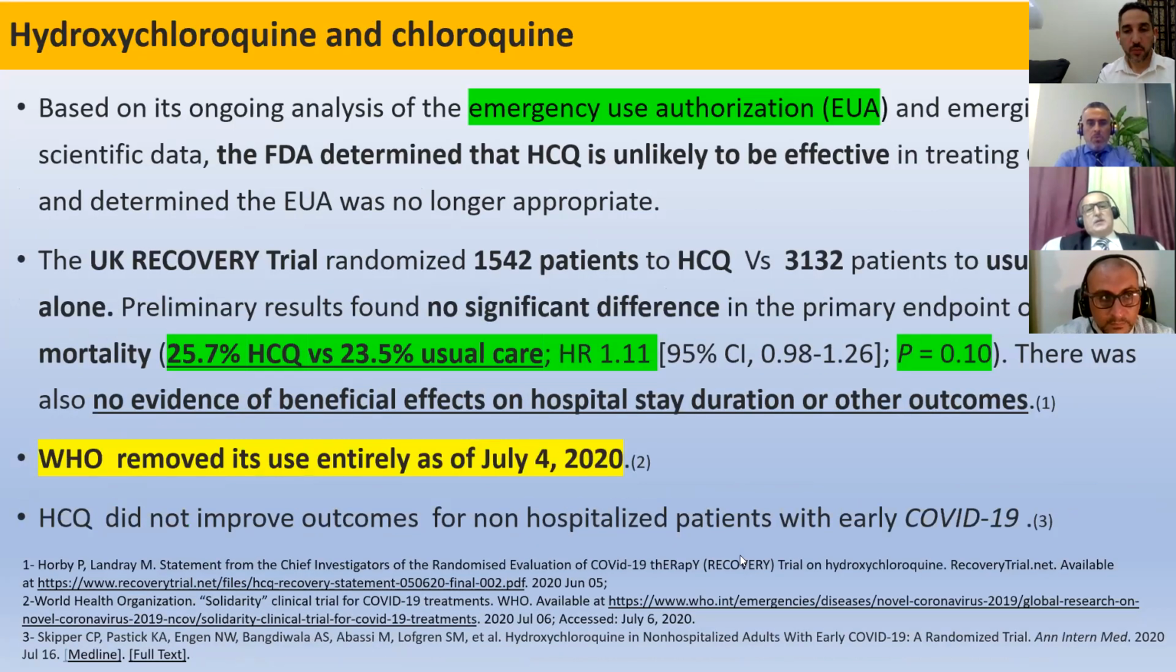About hydroxychloroquine and chloroquine, there is no more use of it by the FDA. In the UK RECOVERY trial, a randomized control study, they found no difference in 28-day mortality between all the patients using hydroxychloroquine compared with standard care. Again, there is no evidence of a beneficial effect on hospital stay duration. And the WHO removed it on the 4th of July 2020. Again, they found that hydroxychloroquine did not improve the outcome for non-hospitalized patients with early COVID-19.